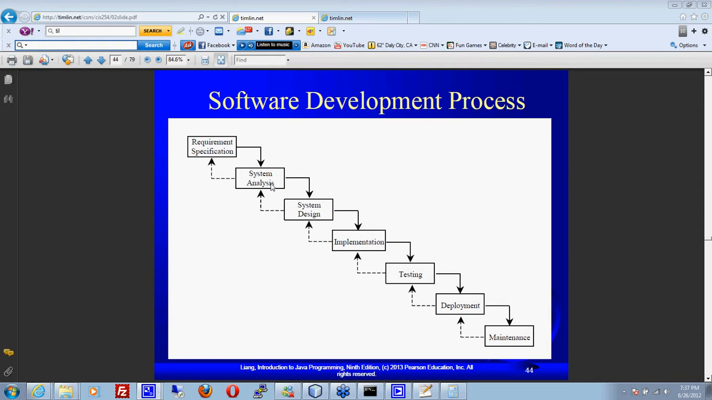The implementation is also where the build would happen if you decide to build it. And this would be done primarily by computer programmers and would be written in something like Java.